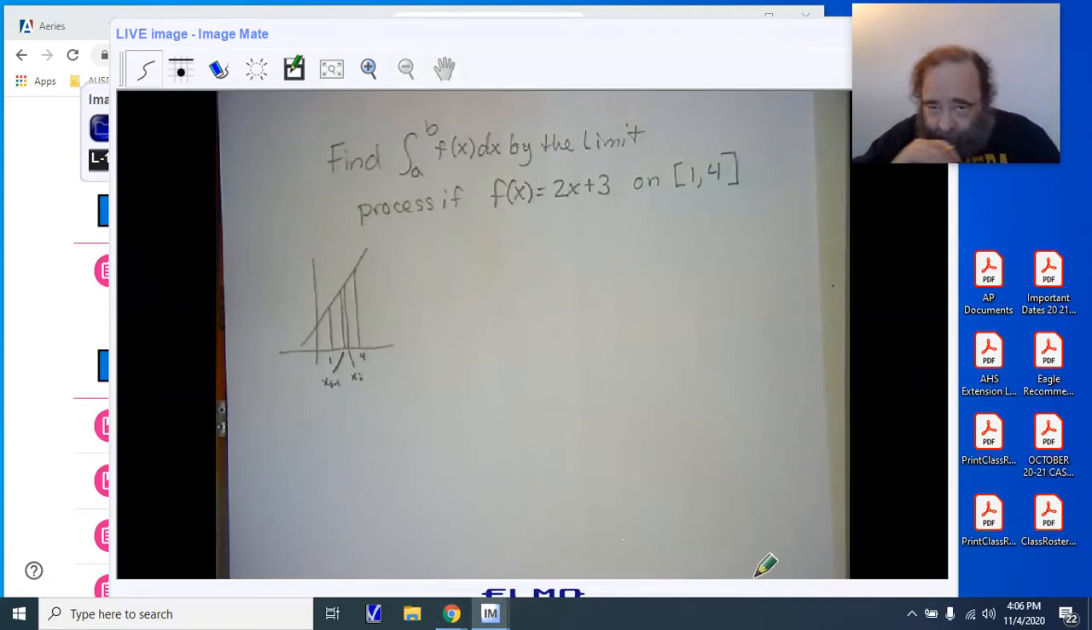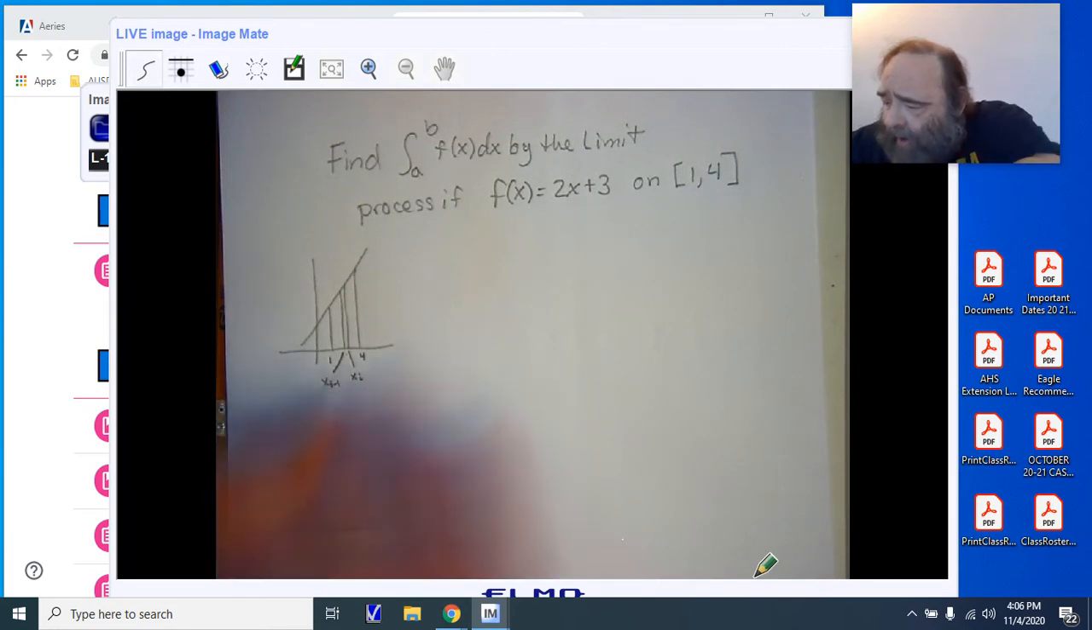Welcome, Hornets. In this video, we're going to be taking a look at the limit process and how we can find the integral's area, or the area under a curve, through this basic process.